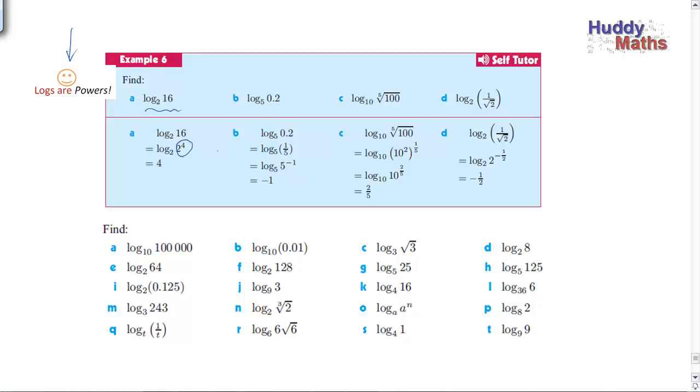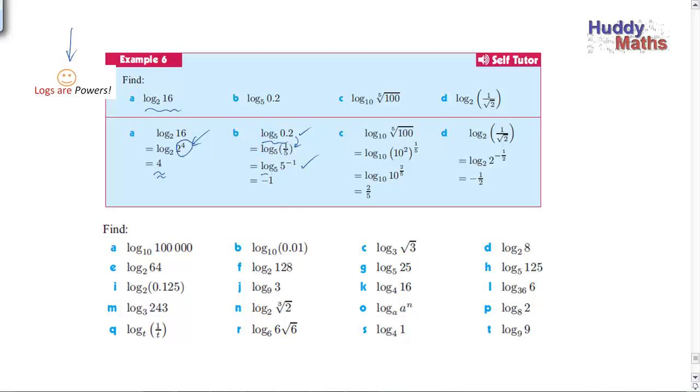Because remember, to get the log, it's the power you raise the base to. So let's find the power of base 2 to get 16, it's 4. So by definition now, the power you raise 2 to get 16 is 4, so that's the log. Log to the base 5 of 0.2. Well, let's work on 0.2. 0.2 is 1/5, or 5 to the neg 1.